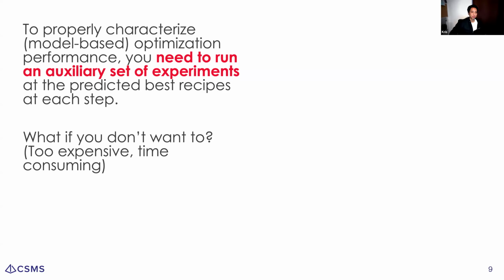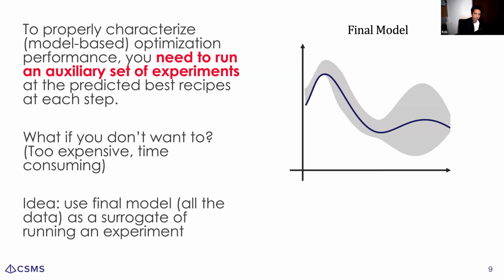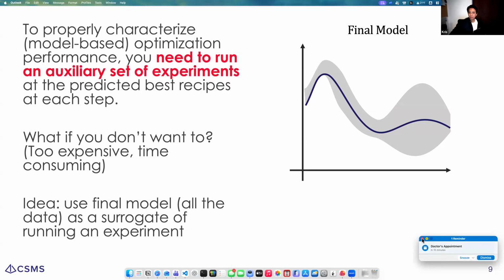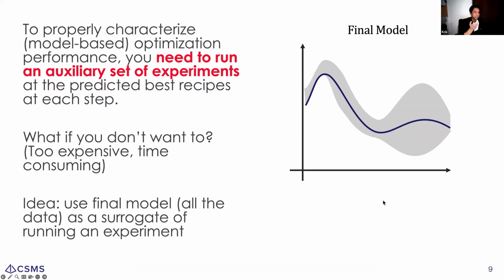You could imagine an idea here: instead of actually running experiments, let me look at my final model, the model I arrived at the end of my campaign, and use this as a surrogate for running the experiment. So here's my final model, here's the input that my first model thought was the best. And instead of running this experiment in real life, instead of giving this to your robot, you just evaluate the final model.